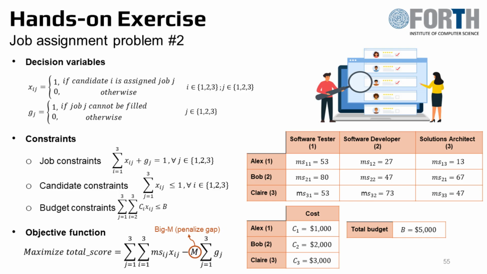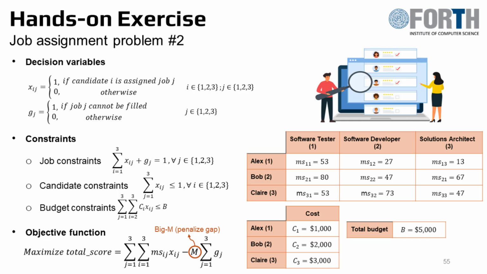The job assignment constraint now changes slightly. Instead of forcing exactly one candidate per job, we write that the sum over candidates of x_ij plus g_j equals 1. So either the job is filled by exactly one candidate, or it is marked as unfilled. The candidate constraint remains the same. Each candidate can take at most one job. Next, we add the budget constraint. We multiply each candidate's cost by the corresponding assignment variable and sum over all candidates and jobs. That total must be less than or equal to the available budget B.